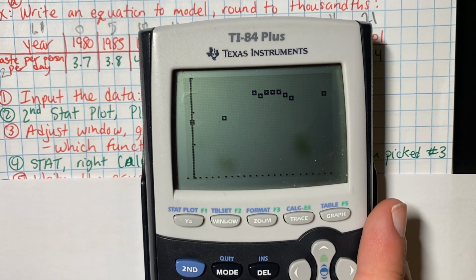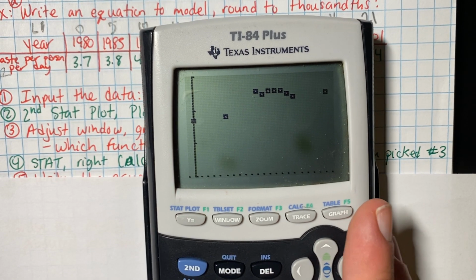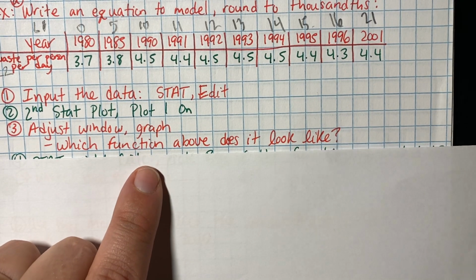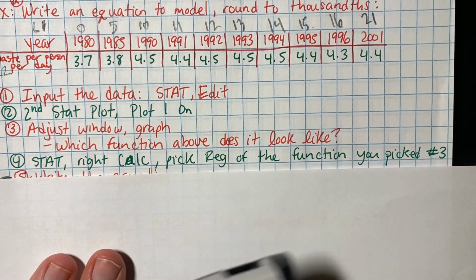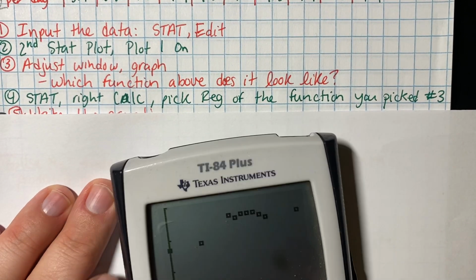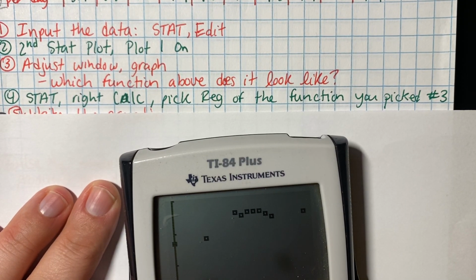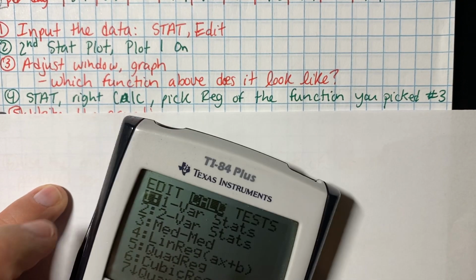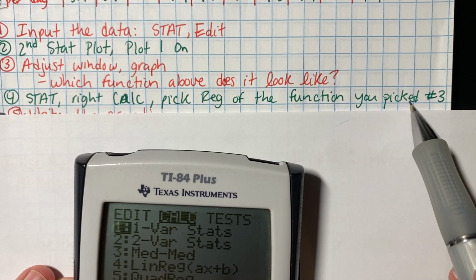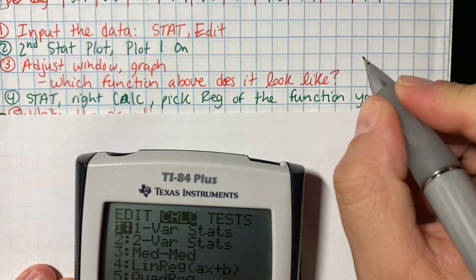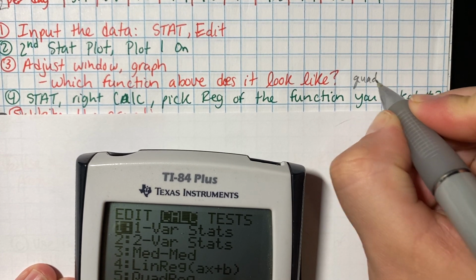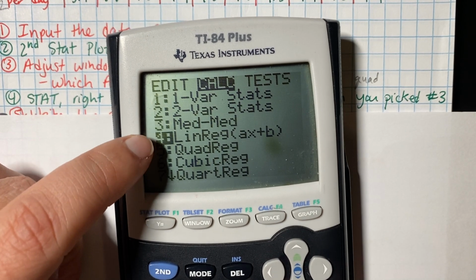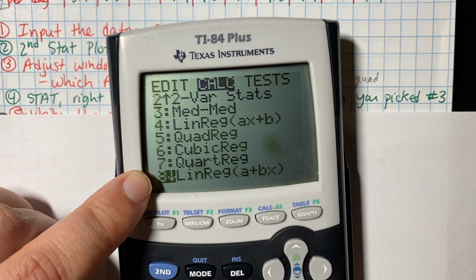So I'm going to go with a squared. Okay. All right, so that's this. What does it look like for us? I'm going to pick a squared for this one. The next thing we're going to do is go to stat. So we're going to click stat. We're going to go to calc, and we're going to pick the regression we picked. So we picked quadratic here. So I'm going to go down to quadratic regression, but you'll notice there's linear, quadratic, cubic, quartic.